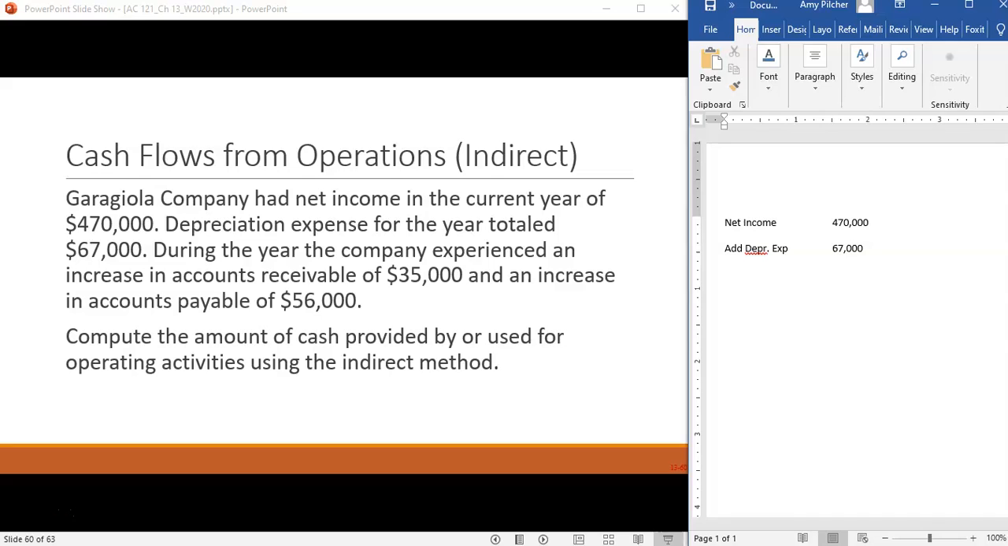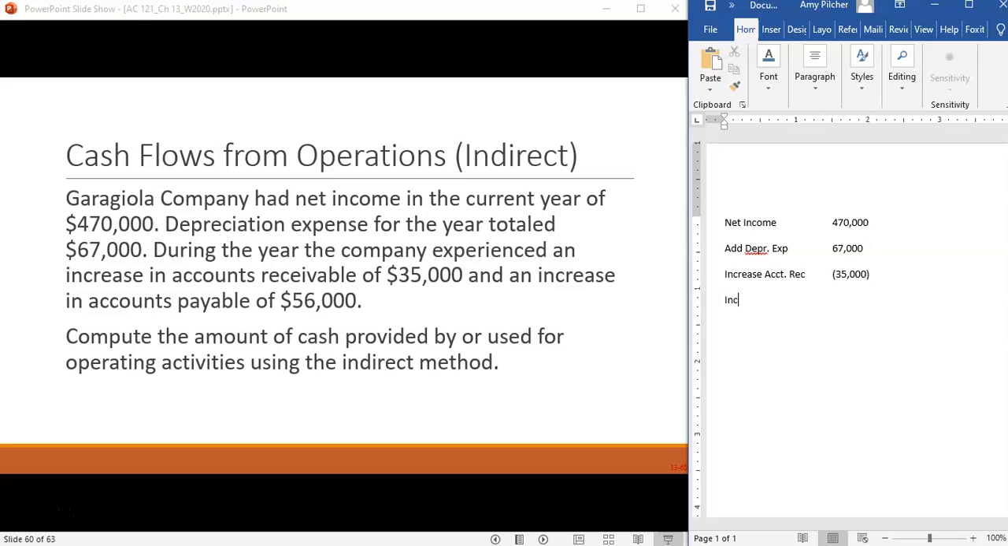The next thing that we're going to do is look at that increase in accounts receivable. That's when you need to go back to your reference slide, like I talked about, and decide, do you add an increase in accounts receivable, or do you deduct that? So we know that an increase in accounts receivable gets subtracted. So we have an increase in accounts receivable of $35,000. That's cash that we didn't receive from customers.